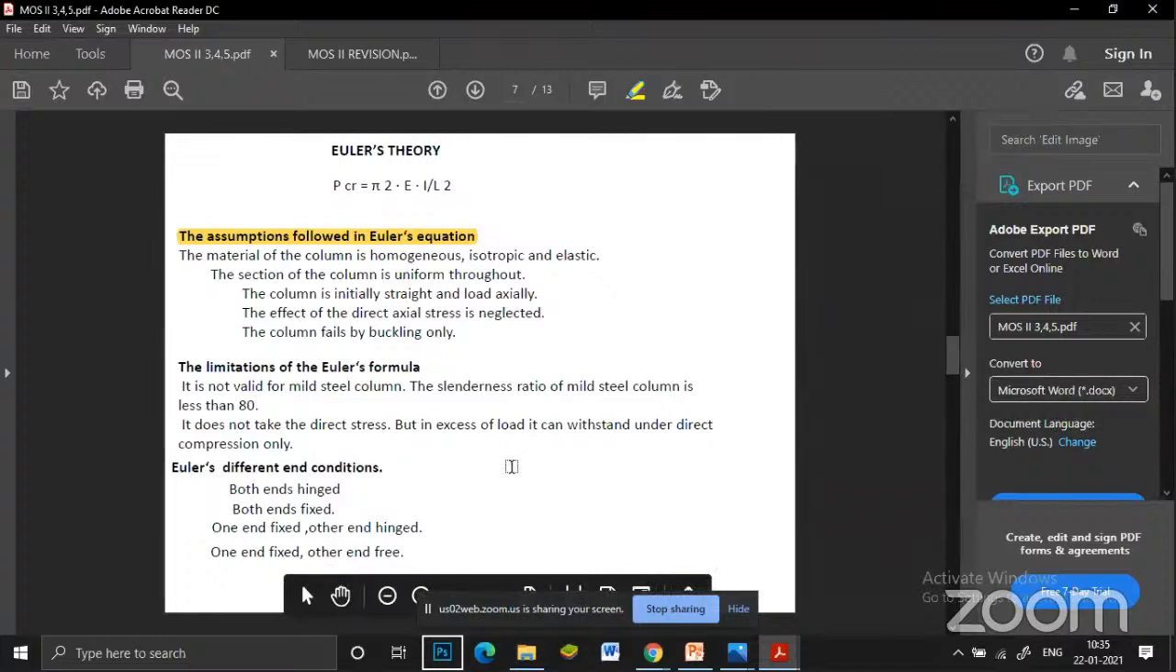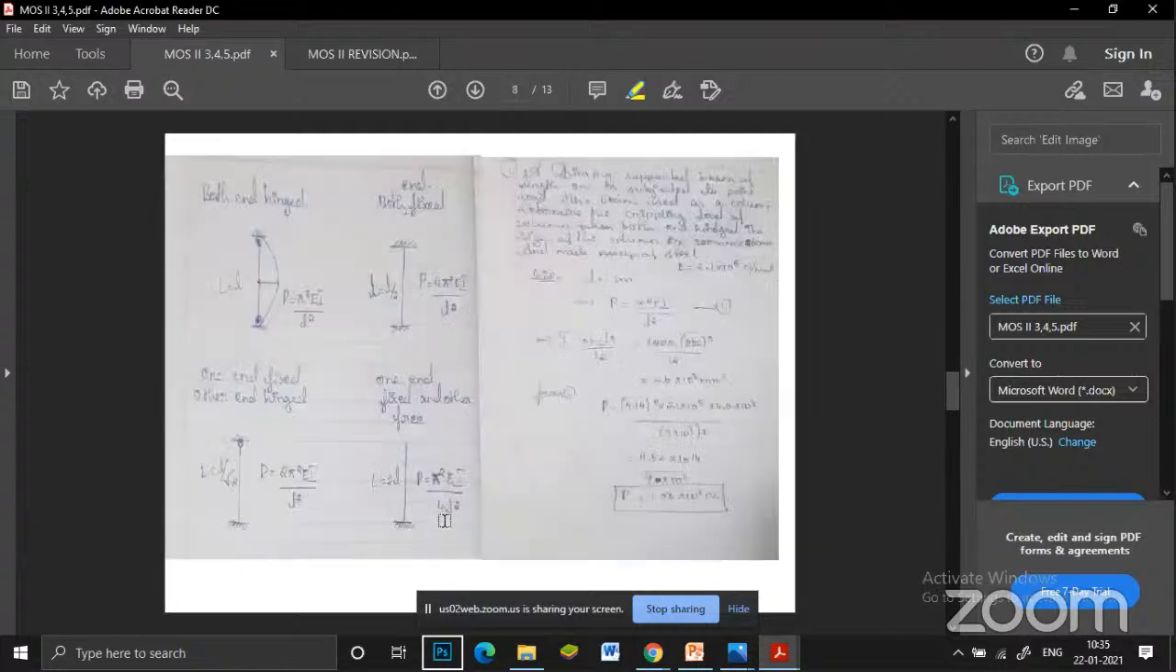I told you that the buckling load formula varies according to the different end conditions for long columns. In that case, we saw the different end conditions: both ends hinged, and both ends fixed; one end fixed and the other end hinged; then one end fixed and the other end free. First, keep in mind, both ends hinged, both ends fixed. Here I will show you.